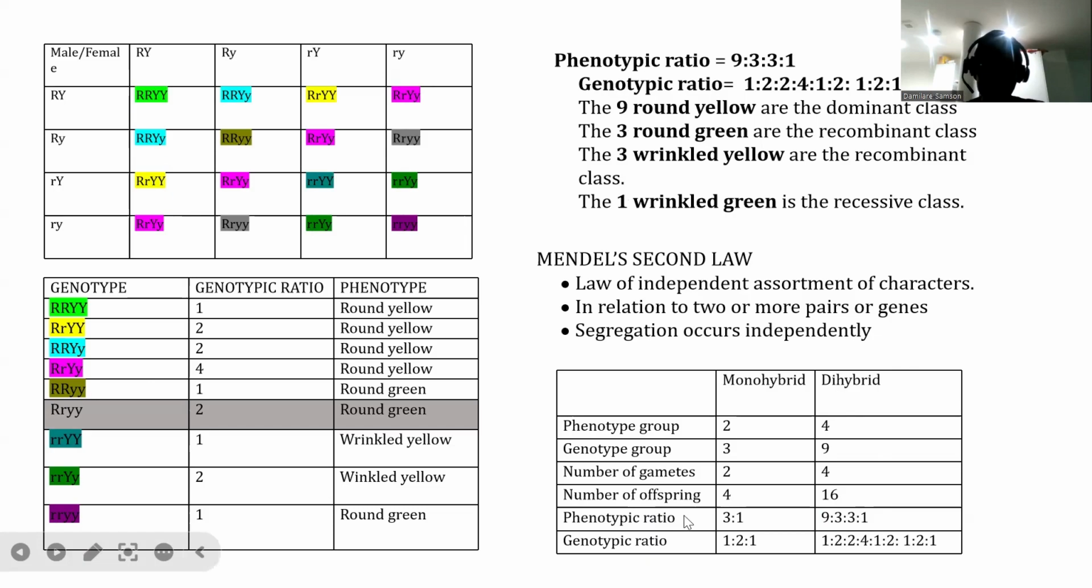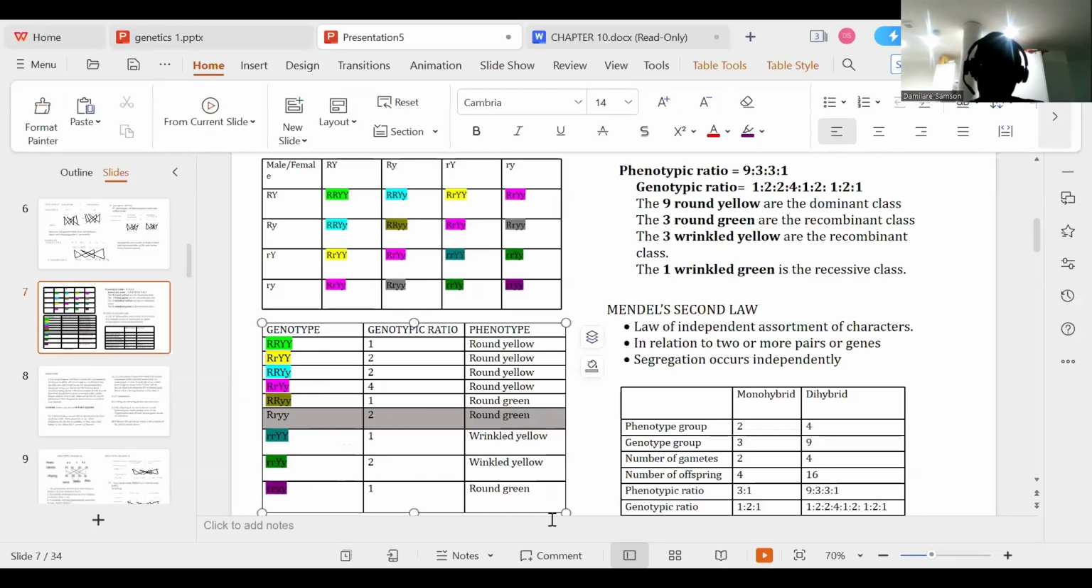Now, what is the genotypic ratio? If you look at the genotypic ratio, 1:2:1 for this. But for this, 1:2:1:2:4:2:1:2:1, see how long it's going to be. So that is that. Now we go to the next slide here.